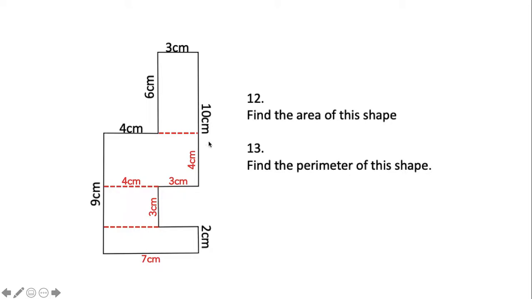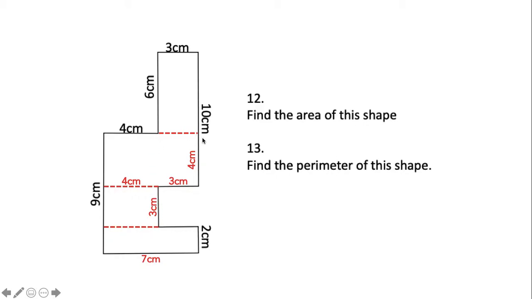So if this bit was 10 and this bit was 2, then this little bit in here has to be 3 to make up the 15. This bit here has got to be the same as this bit here, which is 4. And then if the whole thing is 7 centimeters wide, as we've established here from the top, then this bit's got to be 4 and this bit's got to be 3 because they line up with these bits here, which are 4 and 3.